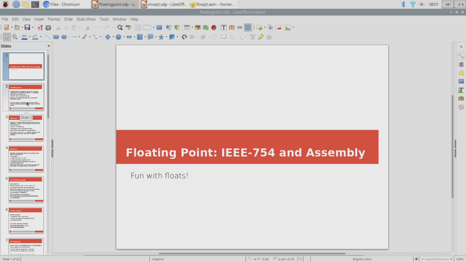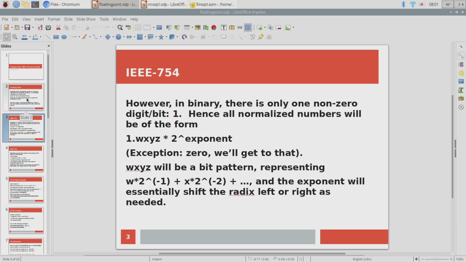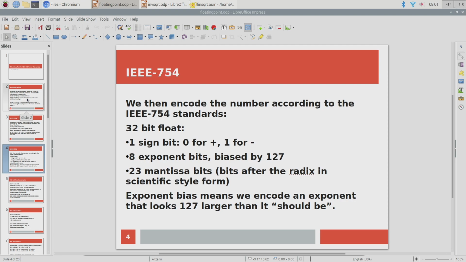A little bit more about floating point stuff. Of course, last time we talked about the IEEE encoding, so how we actually store this data. Let's remind ourselves of the encoding for 32 bits: a sign bit, 8 bits for the exponent, biased by 127, so they look larger than they actually are.